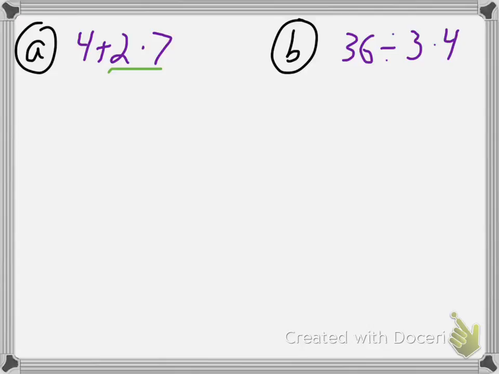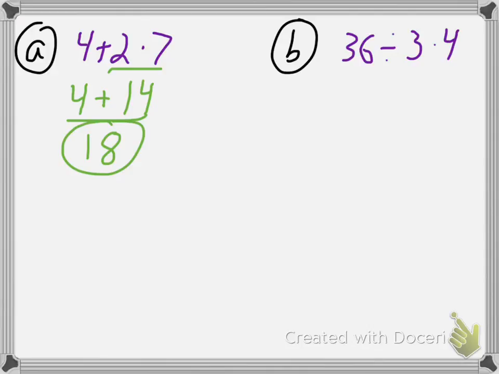And multiplication is more important than addition. I need to do that first. So I'm going to do 2 times 7, which is 14, and then I'm going to bring everything else down that I haven't used, so my addition sign and my 4. And now I have 14 plus 4, which is 18. So I end up getting an answer of 18 there.